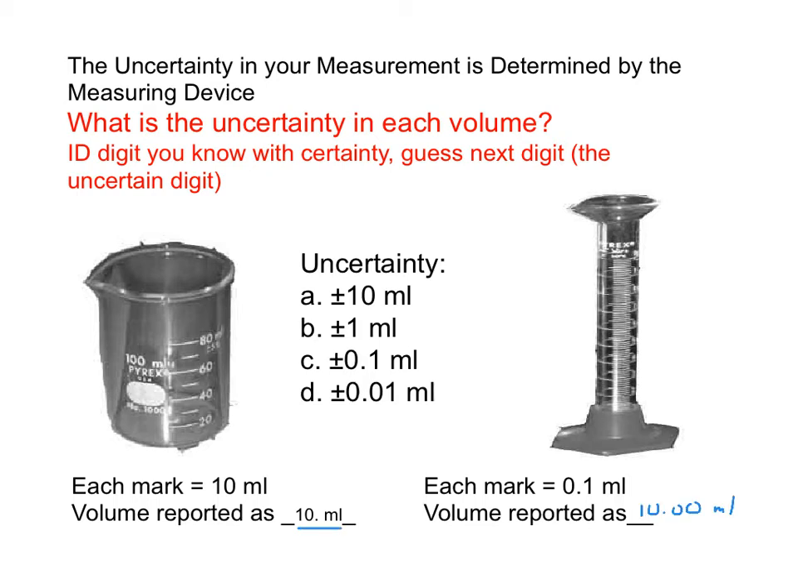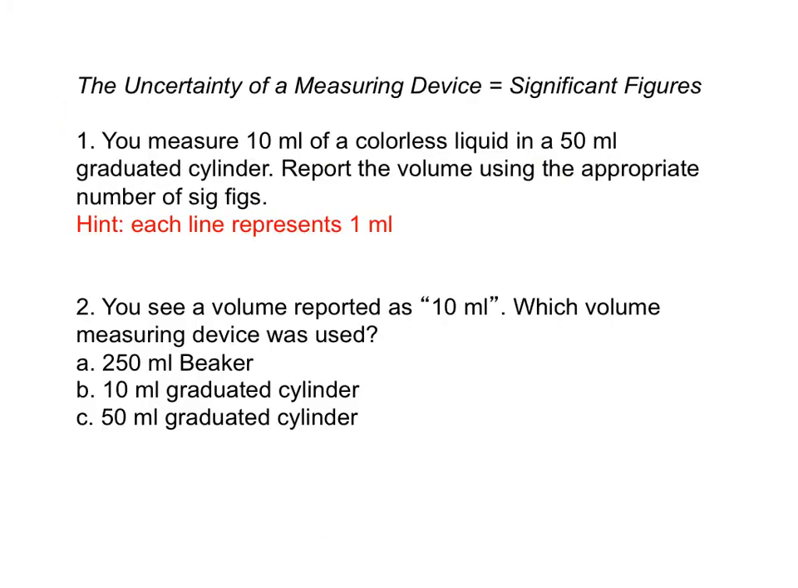So stop the video and report the uncertainty in each volume. And the answers are, so remember, the last significant figure is the uncertain digit where the error lies. Remember, when you make a measurement, the error in that measurement has to be reflected in the number that you report. So stop the video and answer these two questions. And the answers are, for question 1, since each line represents 1 milliliter, you're allowed to guess at the next digit. That'll be the tenths place. So 10.0 milliliters tells you that the uncertainty is plus or minus 0.1 milliliters.